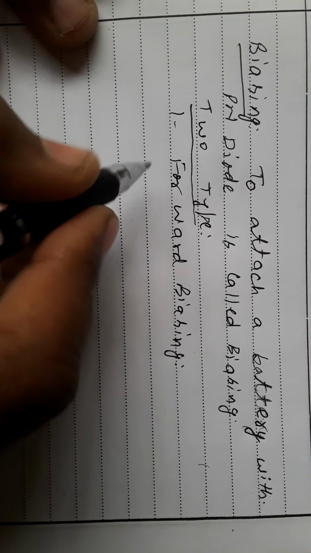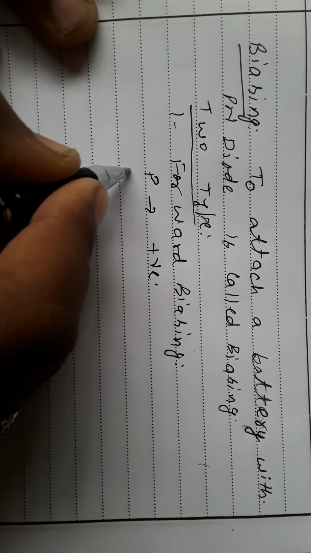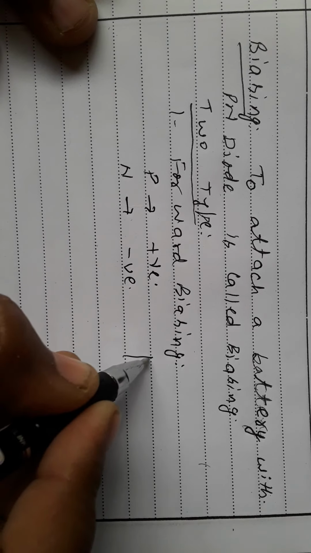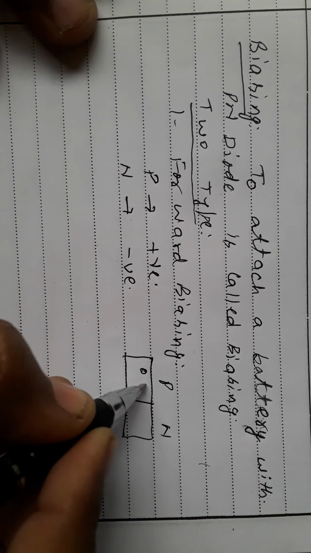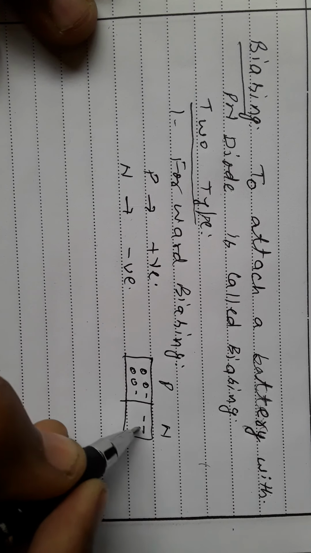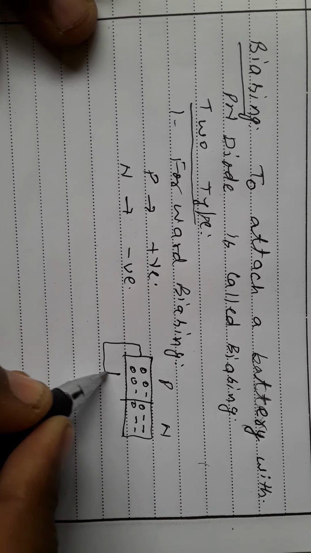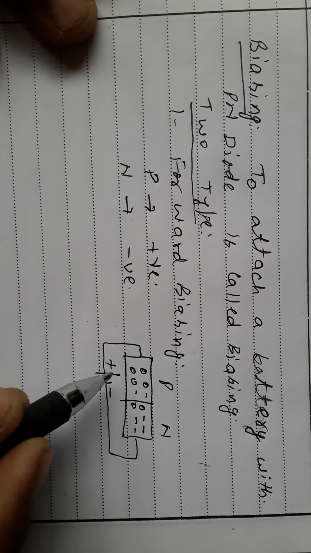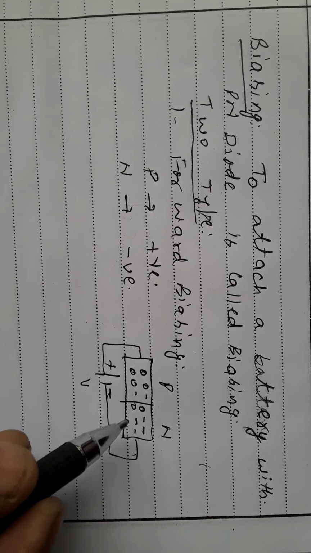Forward biasing is when the P side of the diode is connected with the positive terminal and the N side of the diode is connected with the negative terminal. Like this is a PN diode, this is the P side, N side, majority holes, minority electrons, in the N side majority electrons, minority holes. It is connected with the external battery, potential V, positive, negative. This positive is connected with the P side, negative is connected with the N side, so this is called forward biasing.